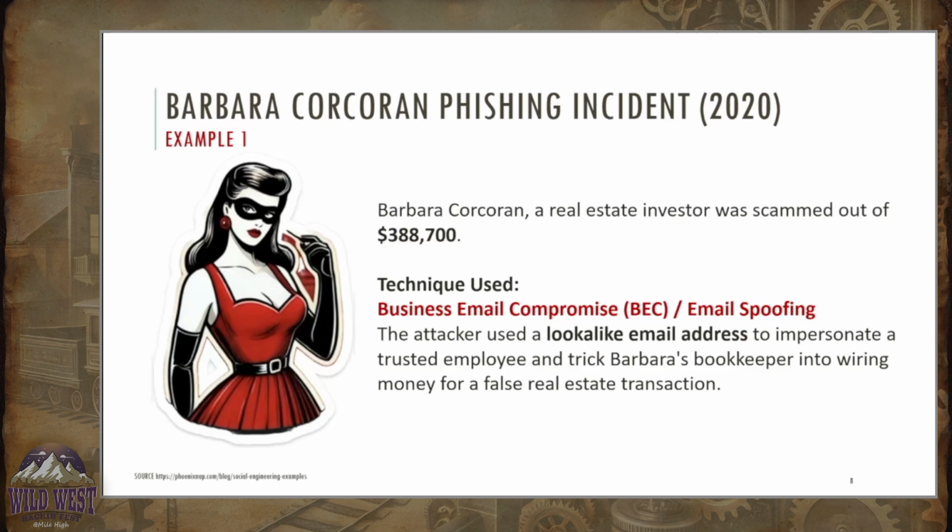This is an example of Barbara Corcoran. She was scammed out of a lot of money. And what was the technique used there? That was business email compromise, email spoofing. The attacker used a lookalike email address to impersonate a trusted employee and trick Barbara's bookkeeper into wiring money for a false real estate transaction.